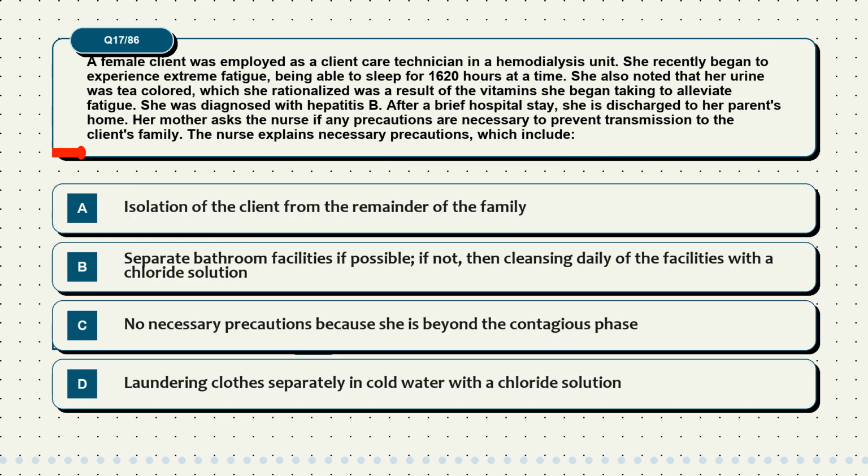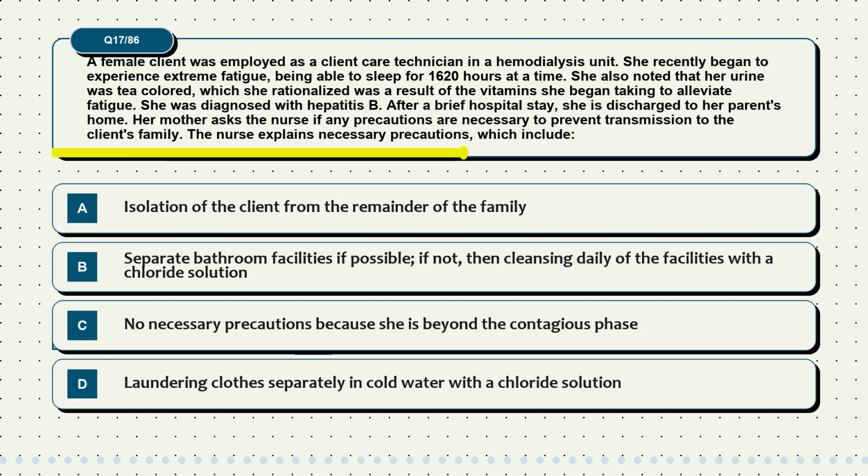Question 17. A female client was employed as a client care technician in a hemodialysis unit. She recently began to experience extreme fatigue, being able to sleep for 16 to 20 hours at a time. She also noted that her urine was tea-colored, which she rationalized was a result of the vitamin she began taking to alleviate fatigue. She was diagnosed with hepatitis B. After a brief hospital stay, she is discharged to her parents' home. Her mother asks the nurse if any precautions are necessary to prevent transmission to the client's family.